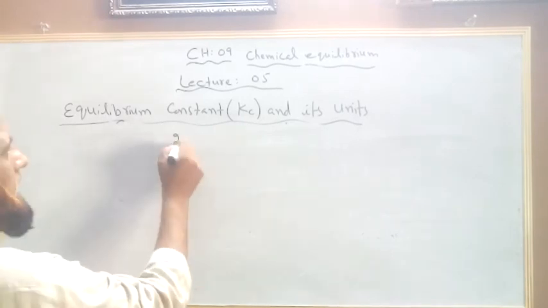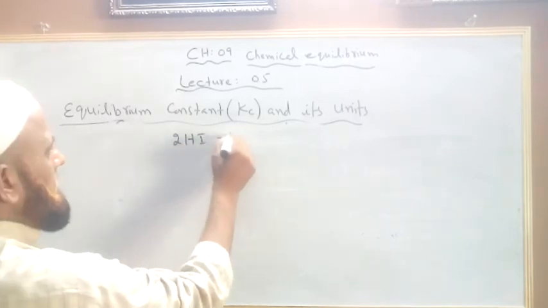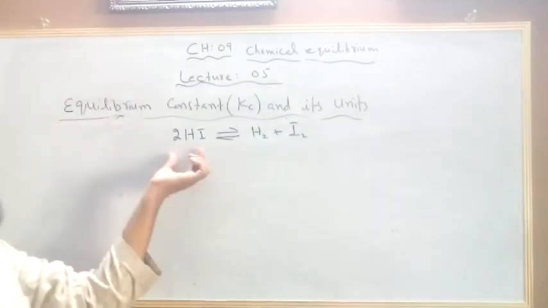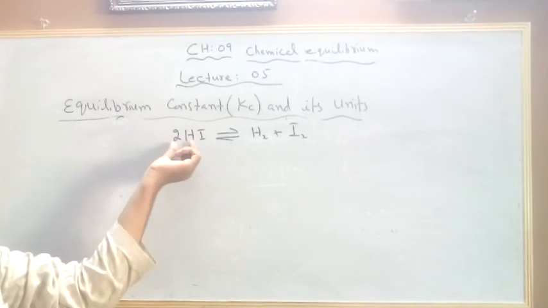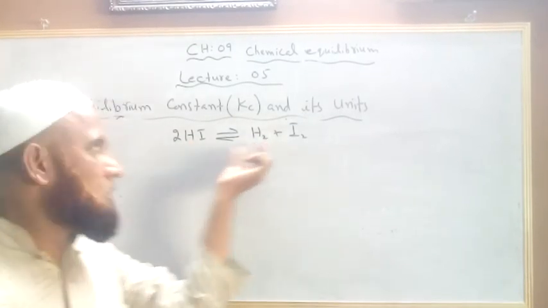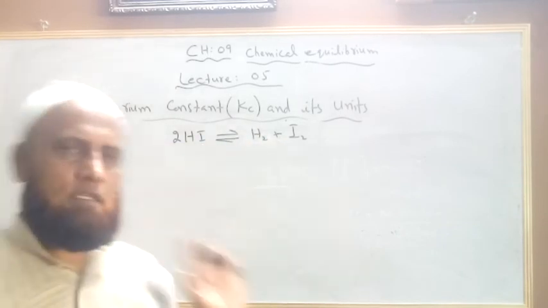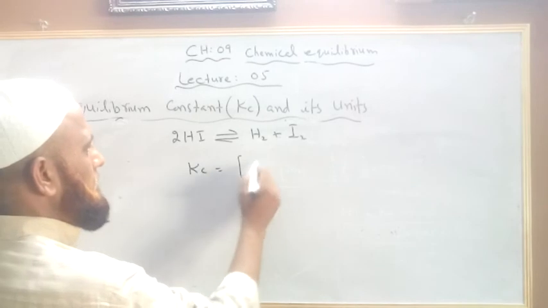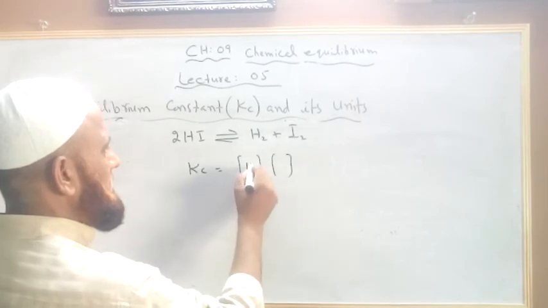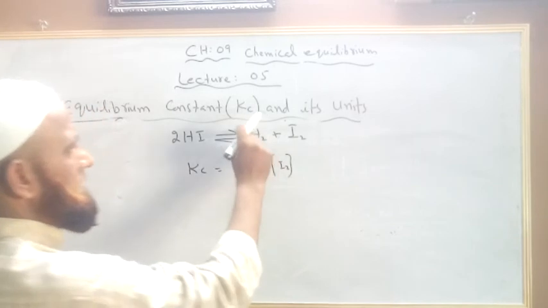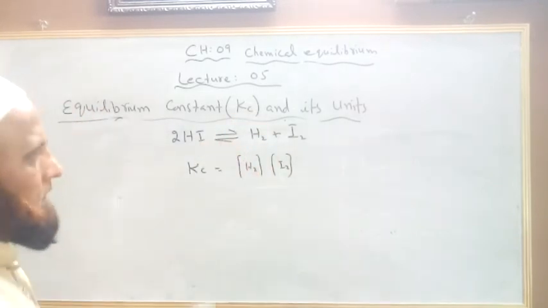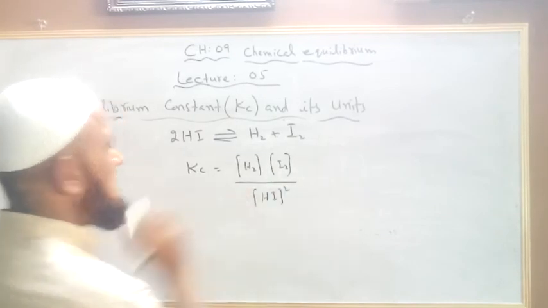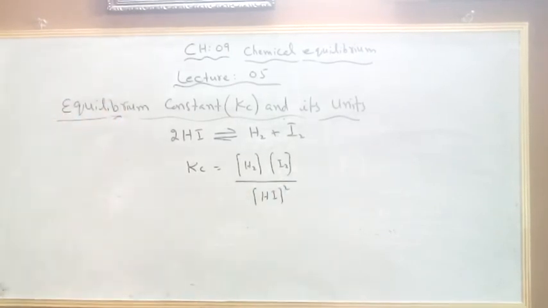Okay, I have taken 2HI giving H2 plus I2. First of all, you have to check whether it is balanced. Yes, it is balanced. How many hydrogen atoms are there? 2. You have hydrogen 2, iodine 2, it is balanced. Then first of all write the Kc expression. Kc is equal to the product of concentration of products. Raised to the power, since there is no coefficient, no need to write the power. At the bottom we have the reactant HI. So this is the simple Kc expression.